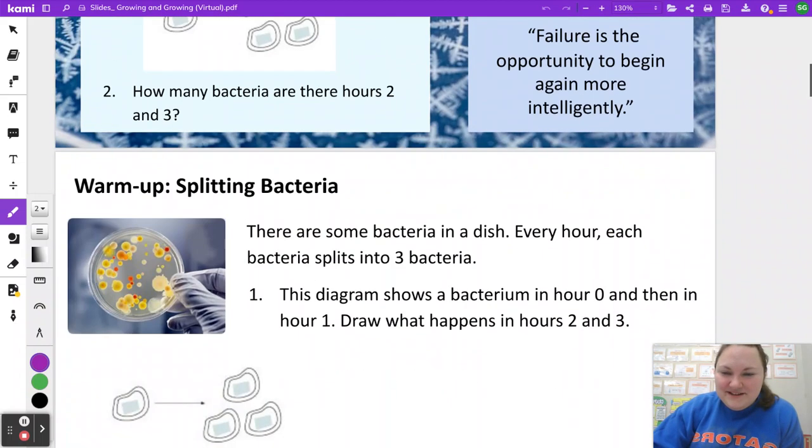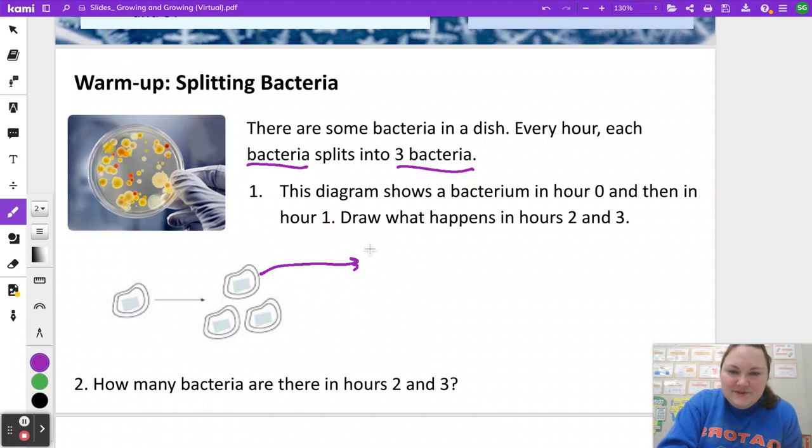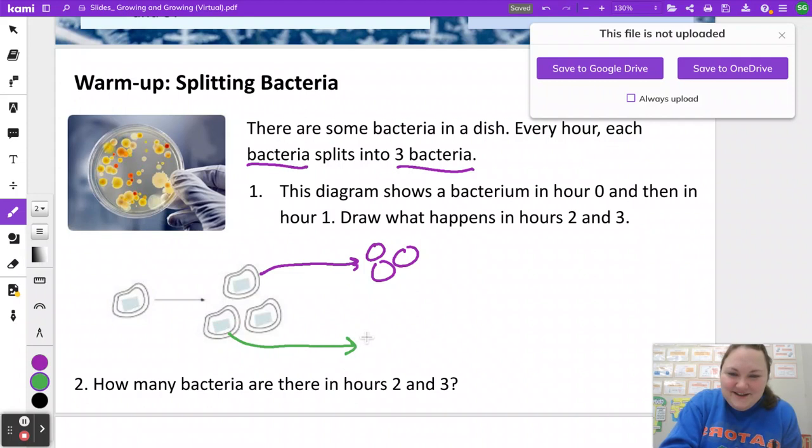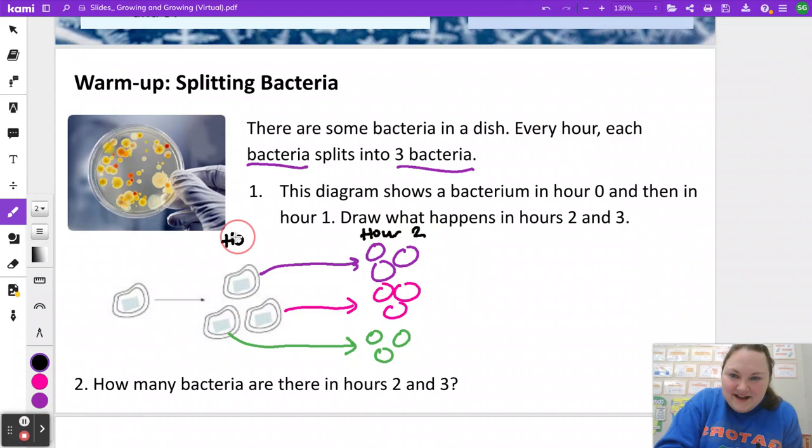I'm going to scroll down here to get a little more room for my picture. So the information I need to use is that every hour, each bacteria splits into 3 bacteria. So that means this first one right here would split into 1, 2, 3 bacteria. The second one right here would split into 1, 2, 3 bacteria. And then this third one right here would split into 1, 2, 3 bacteria. This picture that I just drew here would be our hour 2. This is our hour 1 and our hour 0.